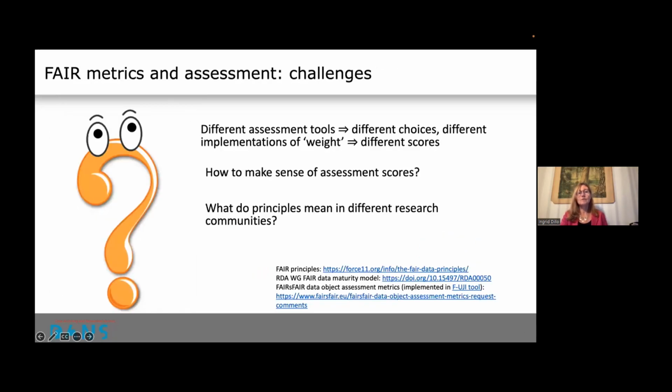So current issues around FAIR metrics and assessment are things like the different tools that make different implementation choices. And those different tools also have different weighing scores. They weigh the elements of FAIR in a different way. So all of these results coming out of those tools are not very comparable. And we also have the issue that the principles very often have different meanings in different domains. So this is an area where we still have a lot of work to do.